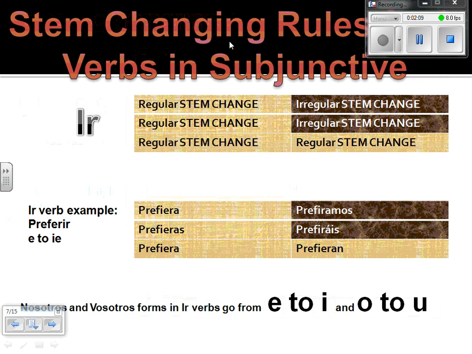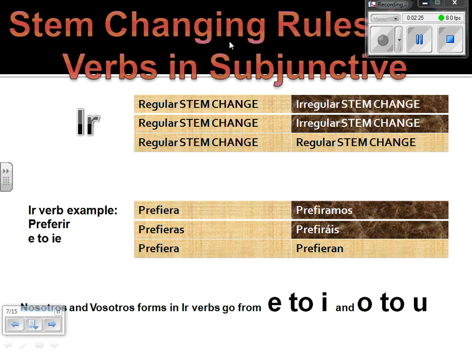Stem changing rules for IR verbs. There are stem changers in all forms, but there are only regular stem changers inside of the boot. Outside of the boot, the stem changer in an IR verb always goes from E to I and O to U. In the verb preferir, the regular stem change is an E to IE.